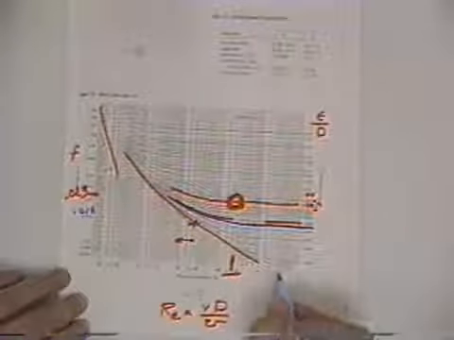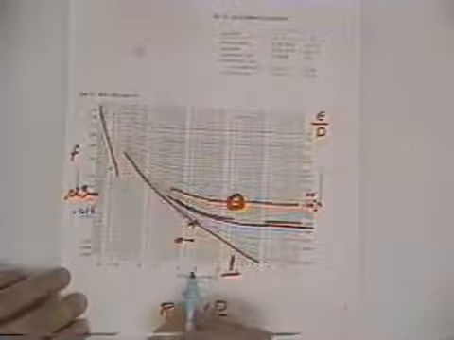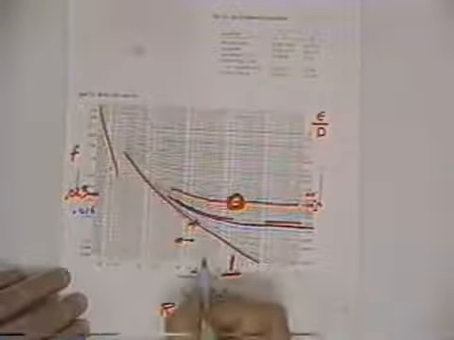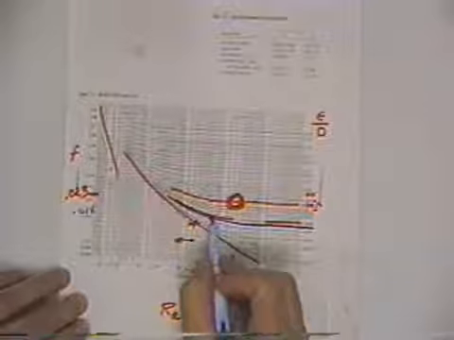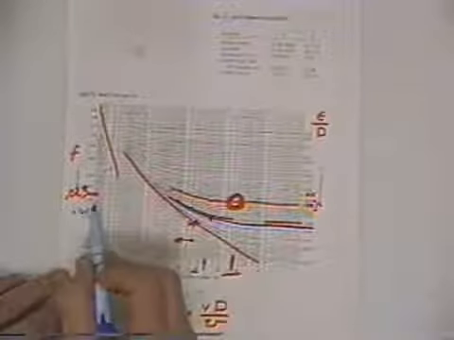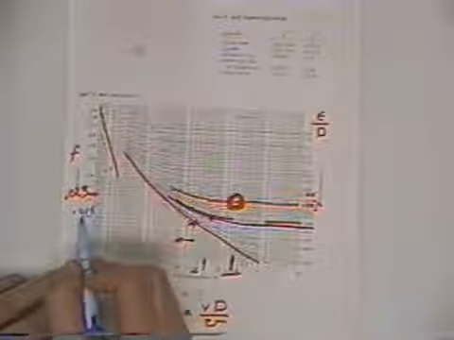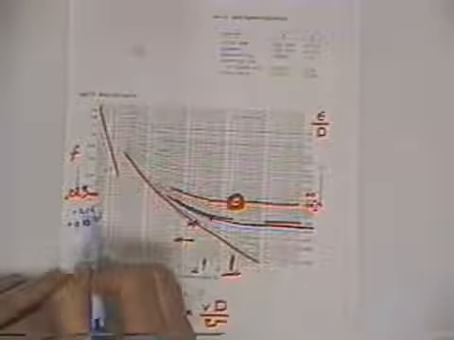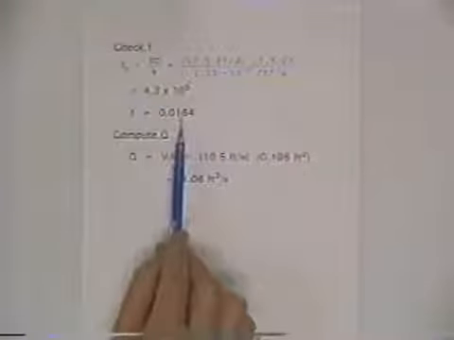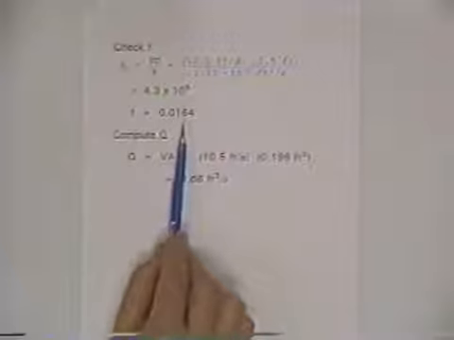Well, we got 4.3 times 10 to the fifth. There's a 10 to the fifth, and a 4 is right in there, and so it puts us right up here. And when I read it off very precisely, I read off something like 0.0164. And so I'll say close enough. And so we'll go ahead and accept that. That's a judgment call.